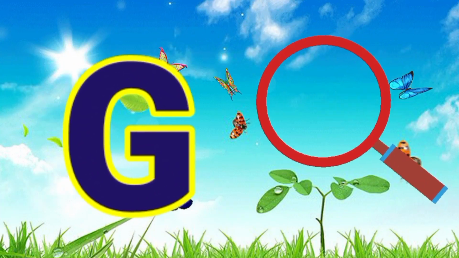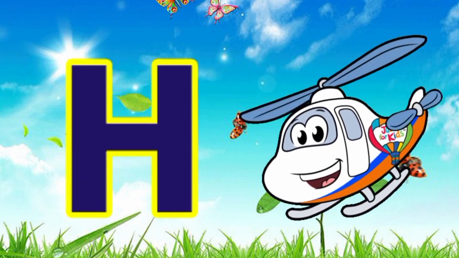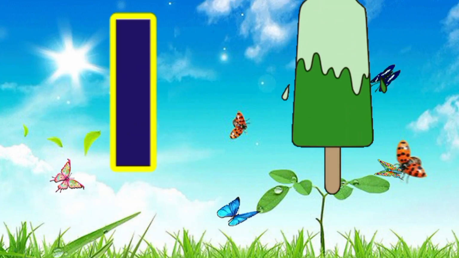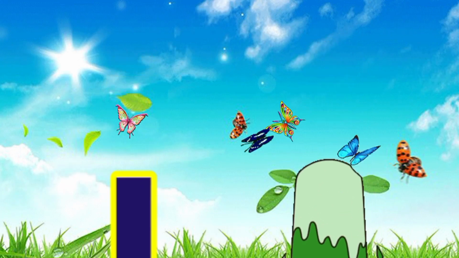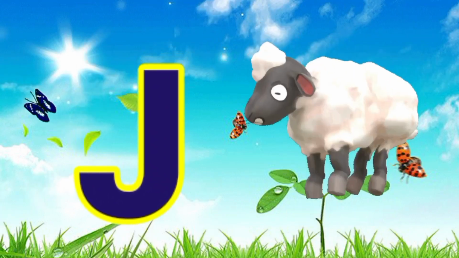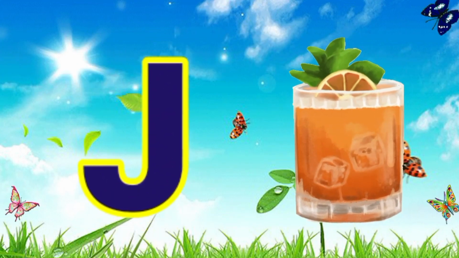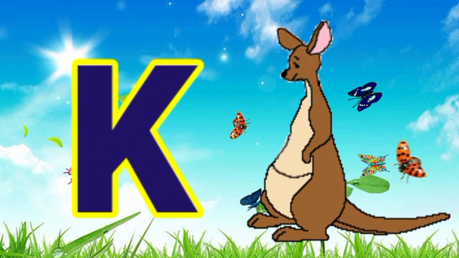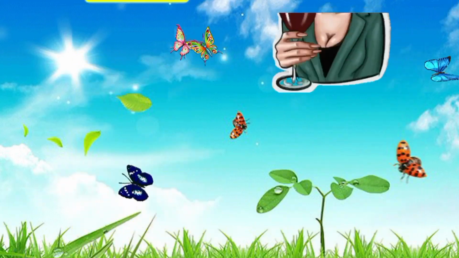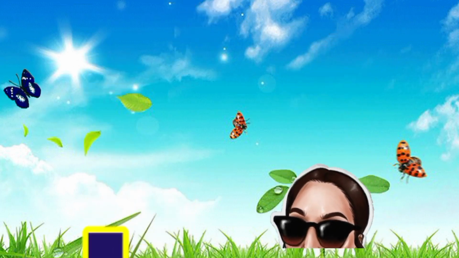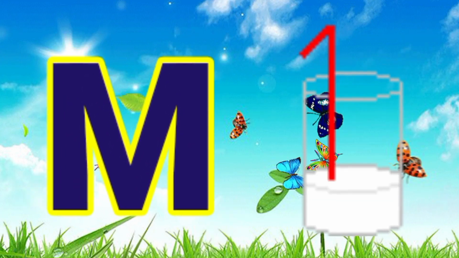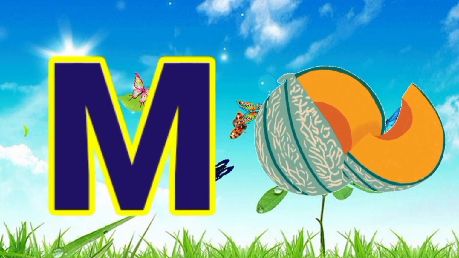G for glass. H for helicopter. H for housefly. I for ice cream. I for igloo. J for jump. J for juice. K for kangaroo. K for king. L for lady. L for laptop. M for milk. M for melon.